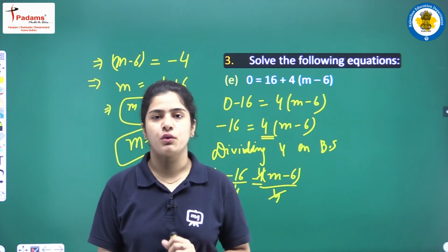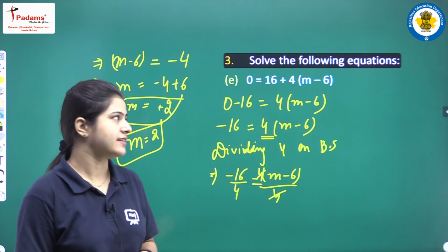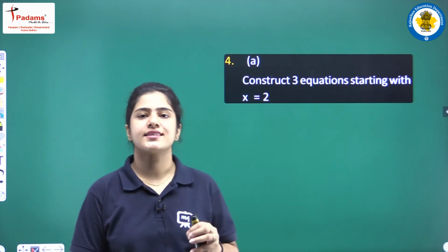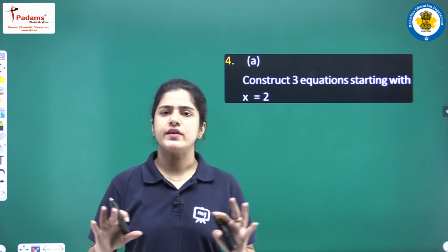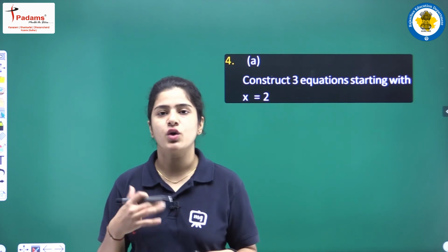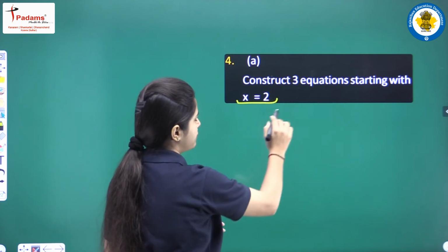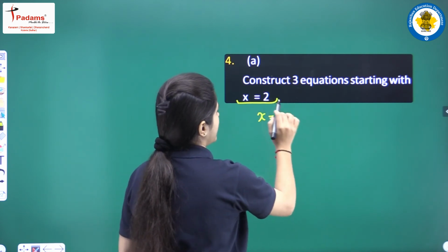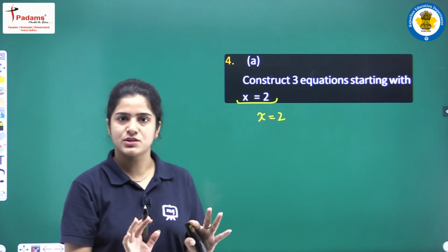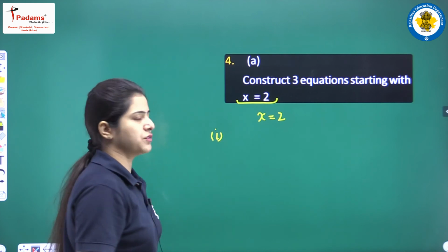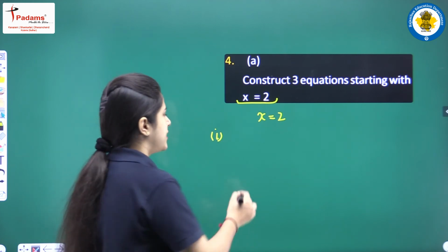Having a look at the fourth question, what is your fourth question saying? The fourth question is, construct 3 equations starting with x is equal to 2. Very simple question, very easy question. What you need to do is just take the starting point, x is equal to 2. You have to construct 3 equations only, okay students. So if we want to construct the first equation, what will we be doing?